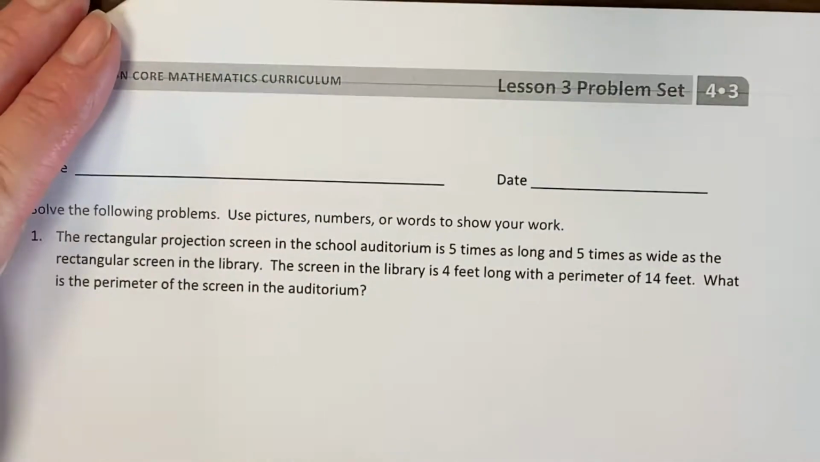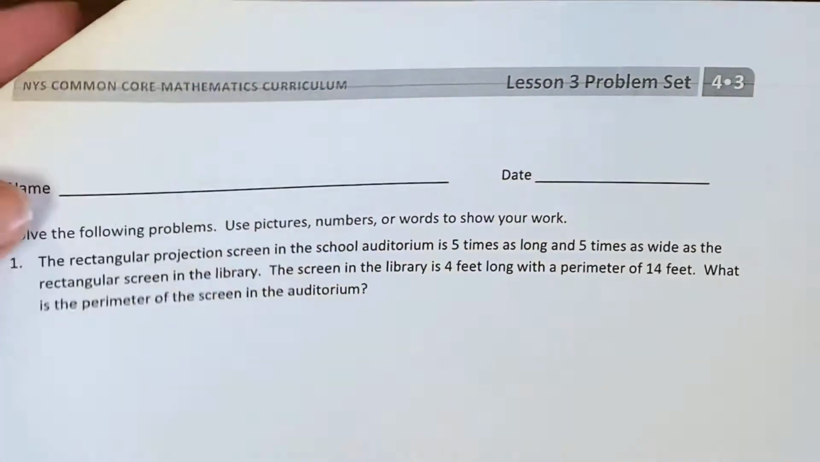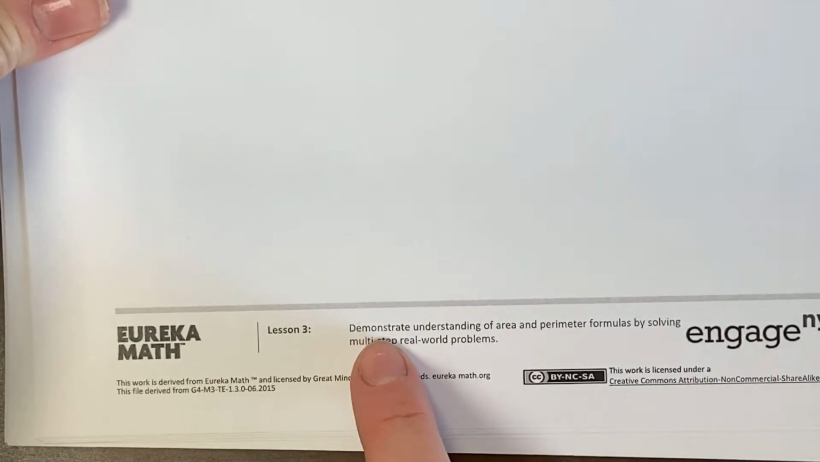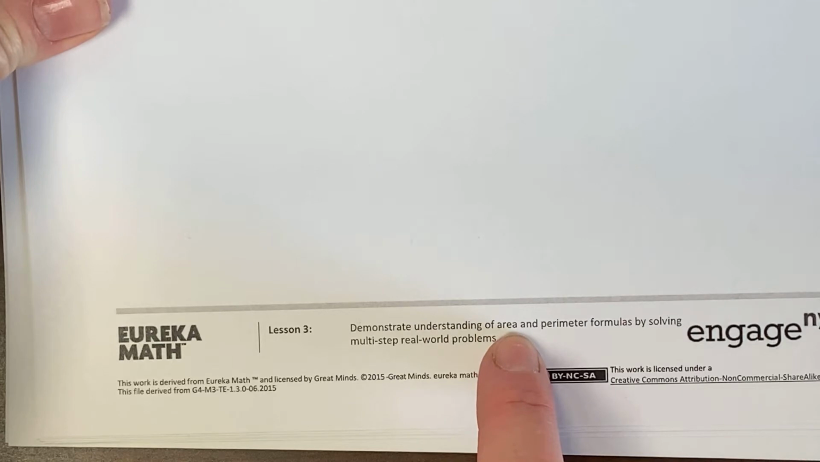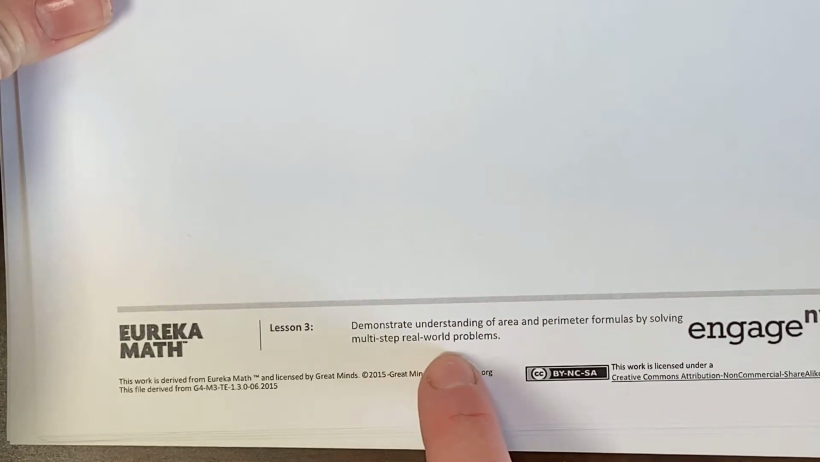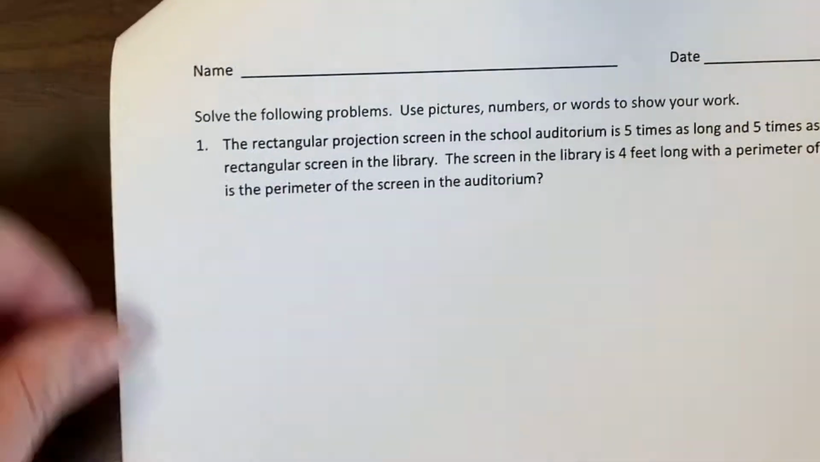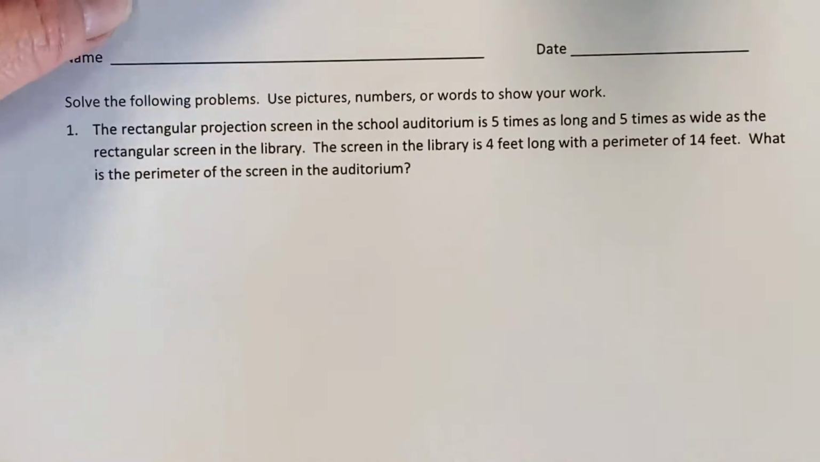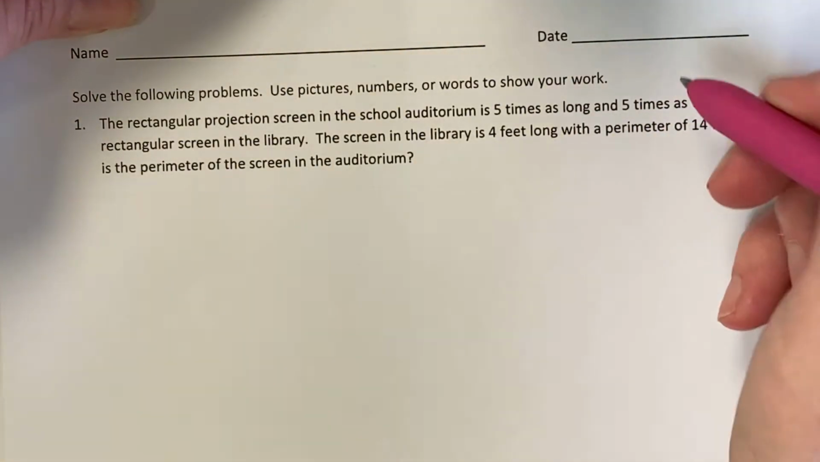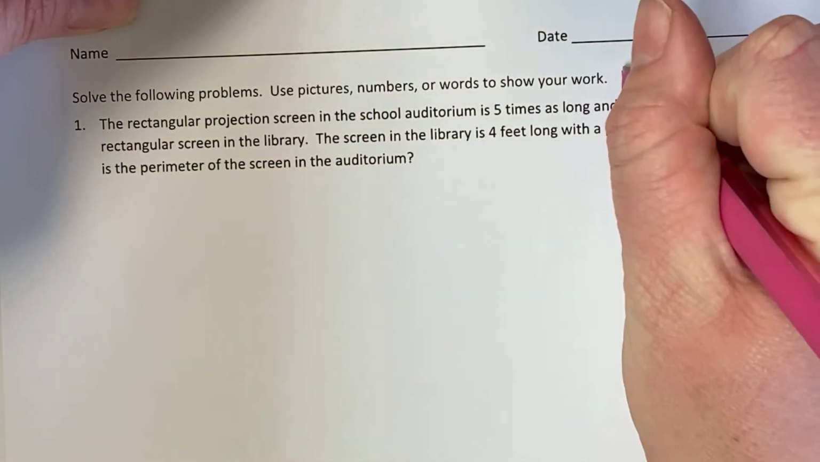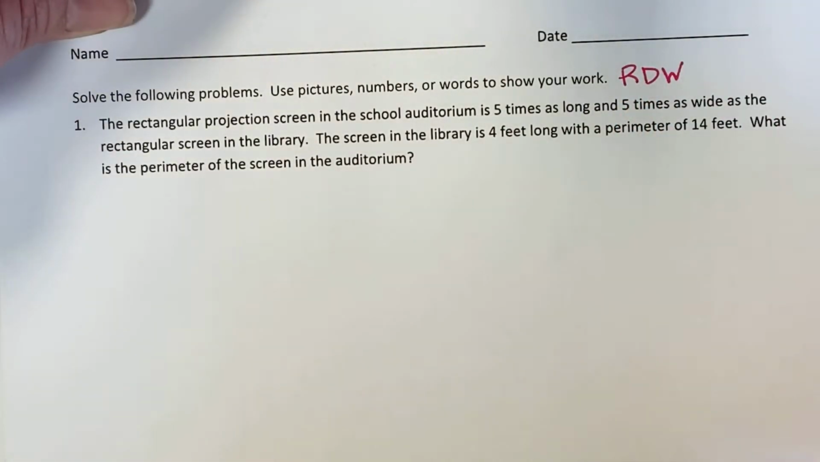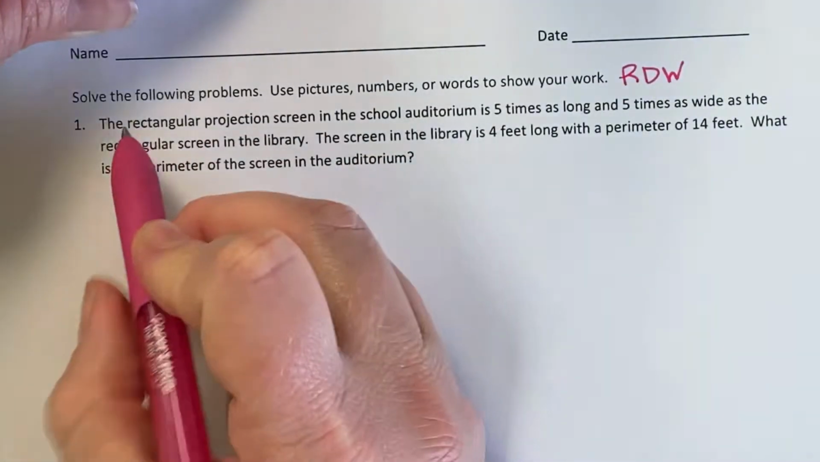Okay, ladies and gentlemen, we are on lesson 3, problem set. And our I can for today is I can demonstrate understanding of area and perimeter formula by solving multi-step real-world problems. So these are word problems and something that I really enjoy. So remember, we're going to do the read, draw, write. Read, draw, write. So I'm going to read through first.